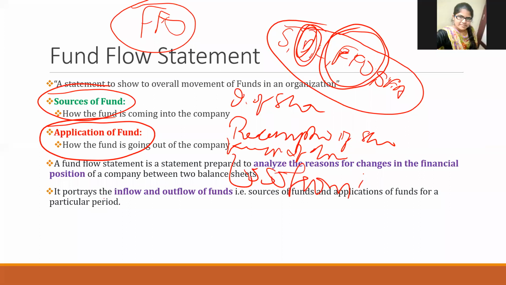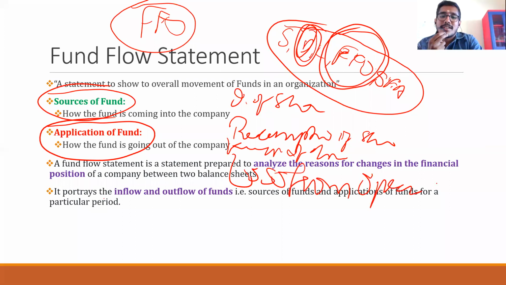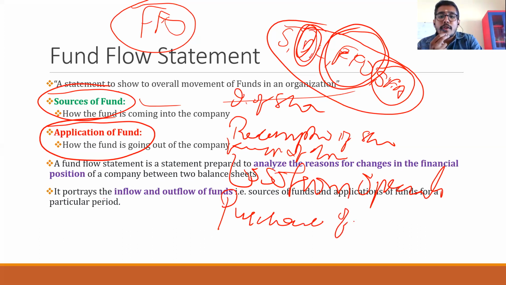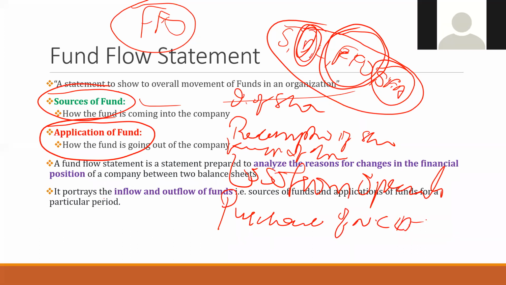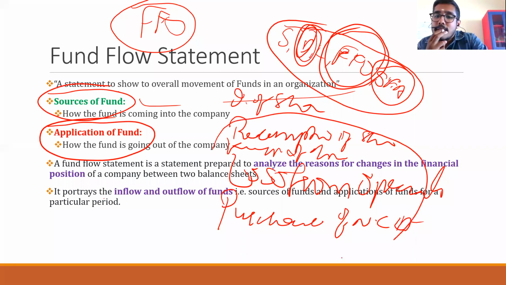Purchasing fixed assets, loss from operation. And this one, sources of fund: sale of some fixed assets, which was a source of fund. And purchase of non-current assets, purchase of non-current liabilities or assets. These are the major applications of fund. These are the reasons by which some money goes outside our business.